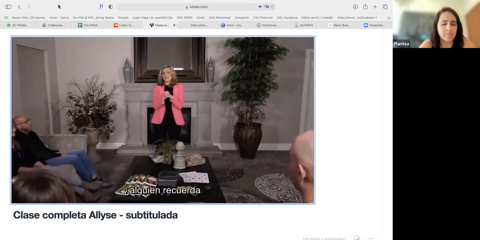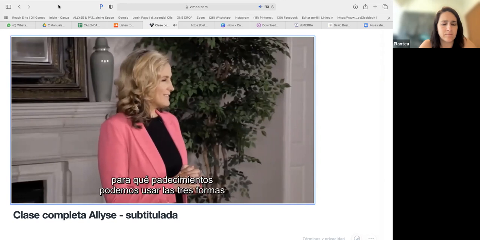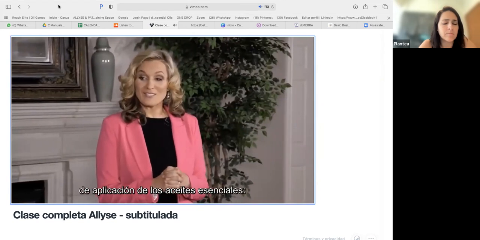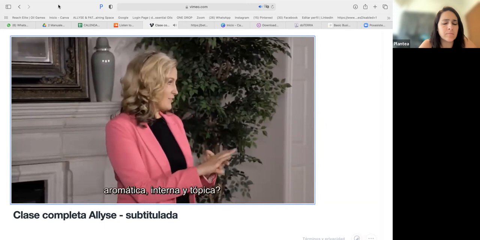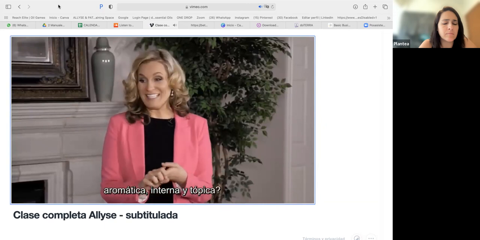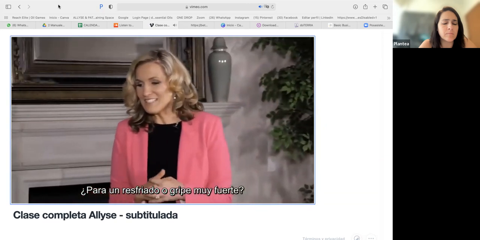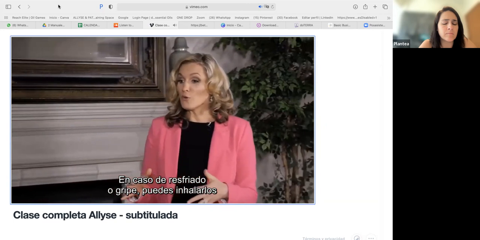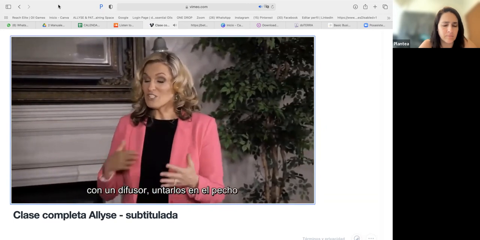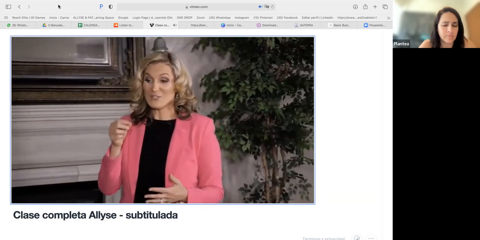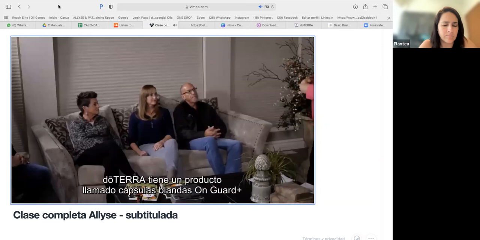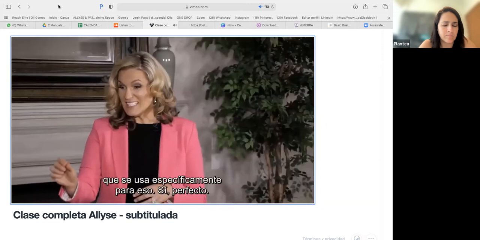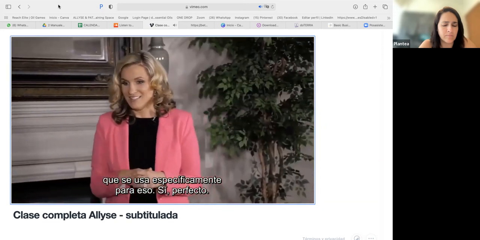Okay, so can anyone think of ailments where you would use all 3 applications of essential oils? Aromatic, internally, and topically. Oh yeah, go ahead. Well, if you have a really bad cold or flu. Absolutely. With a cold or flu, you're going to be breathing it in with a diffuser. You can rub it on your chest, right? And you can take it internally. In fact, dōTERRA has a product called On Guard Soft Gels that are specifically for that.